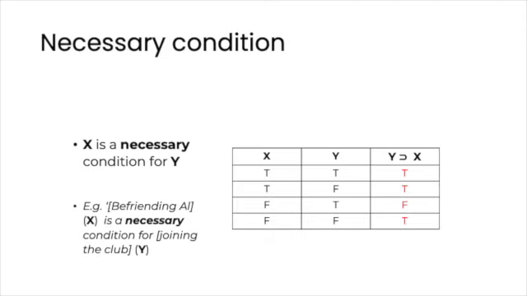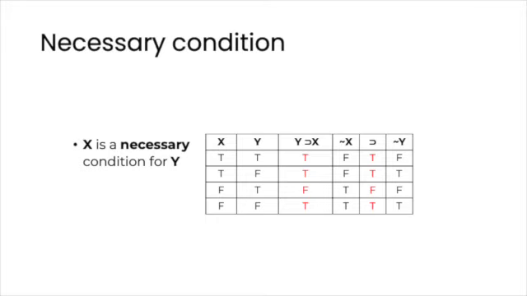The other table corresponds to X is a necessary condition for Y. Suppose that X stands for you befriend Al and Y stands for you join the club. So befriending Al, which is X, is a necessary condition for joining the club. So it's false that you can join the club without befriending Al. So the case in which this sentence is false is that in which you join the club but do not befriend Al. That is the case in which Y is true but X is false, which is precisely what you get here. So X is a necessary condition for Y is equivalent to if Y, then X.